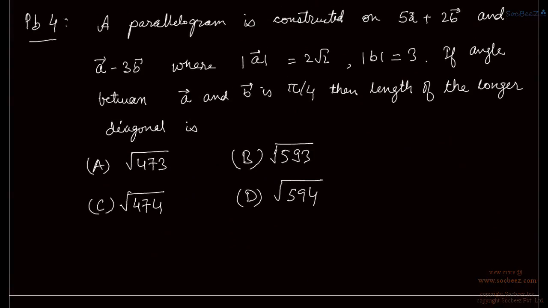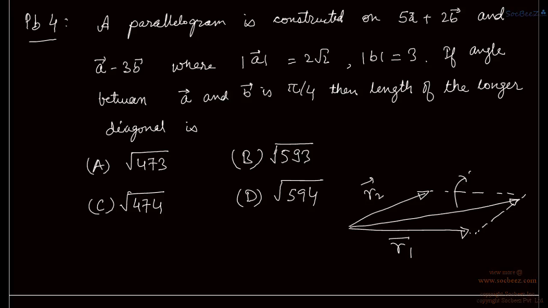A parallelogram is constructed on 5a plus 2b and a minus 3b. Two vectors are given which represent the sides of the parallelogram, where modulus of a is given, modulus of b is given. If the angle between a and b is pi by 4, then the length of the longer diagonal is, okay. So we have a parallelogram, say made up of two vectors, r1 vector and r2 vector. So we have to find the length of the longer diagonal. That means length of r1 plus r2.